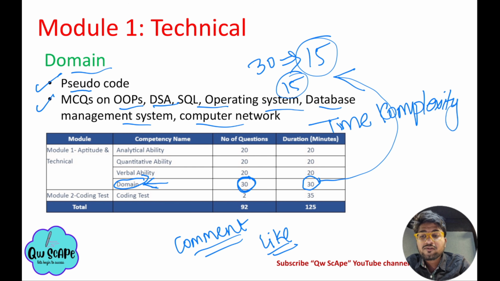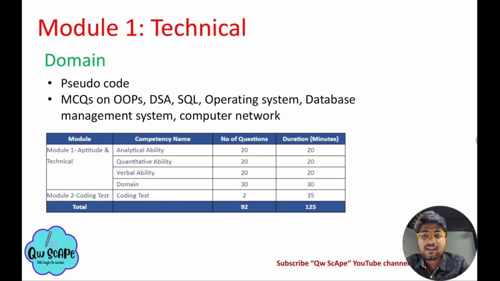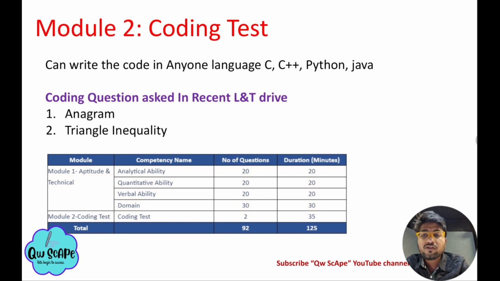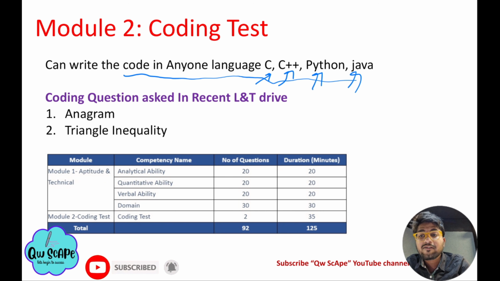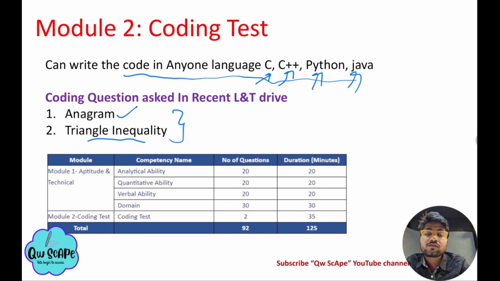Now let's move forward with the coding test. So module 2 is a coding test. What are the questions they ask in the coding? In the coding test you can write the code in any one programming language, either C, C++, Python or Java, okay. In the recent LNT drive they have asked two coding questions: anagram and triangle inequality. These two questions they have asked. So just make sure you also prepare these two questions.